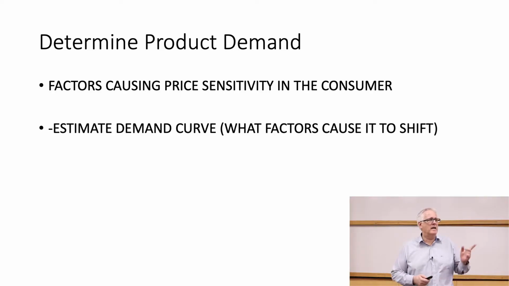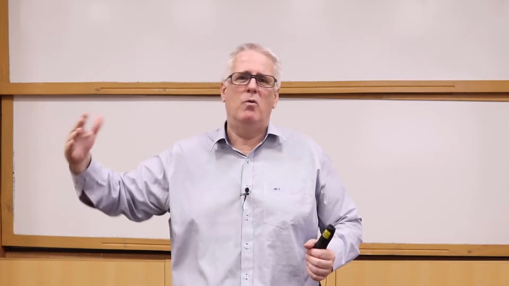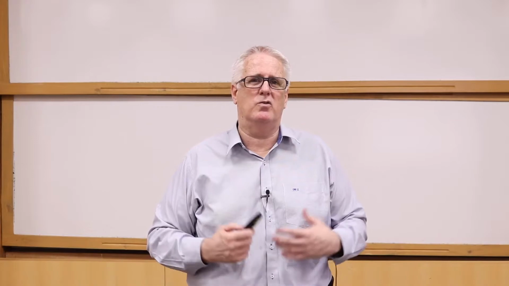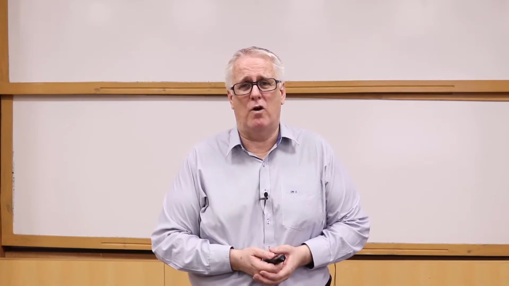Now, the second one here is you need to understand the demand for your product. Understand what makes the consumer sensitive. Estimate the demand curve and what might cause the demand curve to shift. If all of a sudden there's a ban on a competitive product, or an ecological change, will the demand go up at every price level? Will the demand come down at every price level because there are no substitutes out there or something like this? So we also want to understand what the demand curve looks like for our product.